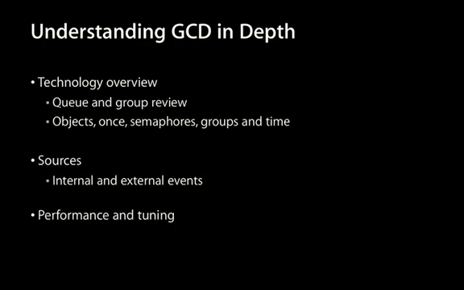We had a technology overview, reminded you about some of the basic technologies like queuing and dispatch async and groups. We also dove into depth and talked about a lot more of the object concepts like suspension, resumption, context pointers, doing things once. We also talked about semaphores and groups and time, and we also had the thorough discussion about external event sources by Kevin, both internal and external. We hope you can use those to accelerate your code. And finally, we talked about some performance and tuning techniques.